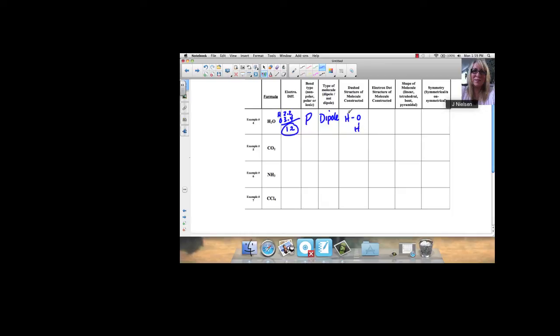The dash structure is going to be H2O. The electron dot structure, well, you know that oxygen has 6 electrons. H comes in here with 1, H comes in here with 1, and there are 2 lone pairs. It is a bent molecule, and it's bent due to the lone pair repulsions happening on the oxygen, and it is asymmetrical.